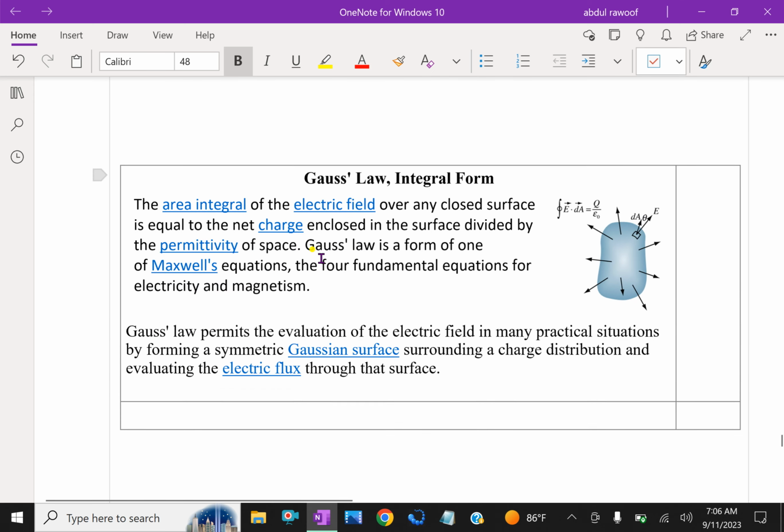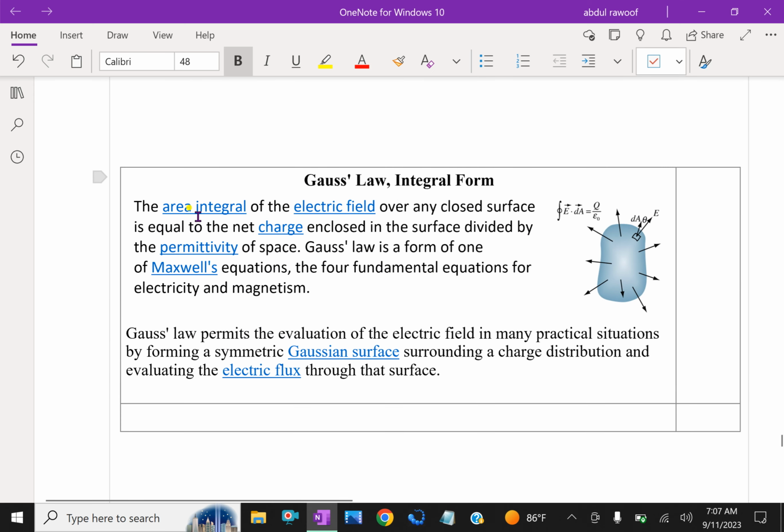Now, Gauss law in integral form can also be explained. The area integral of the electric field over any closed surface is equal to the net charge enclosed in the surface divided by the permittivity of space. Gauss law is a form of one of Maxwell's four fundamental equations for electricity and magnetism. Here, integral E vector dot delta A equals Q over the permittivity of vacuum.